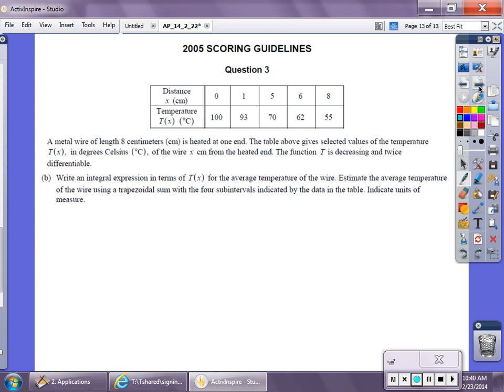Okay, so this would be a traditional free response problem. It's just one part of it. It says write an integral expression in terms of T of x for the average temperature. So here is the temperature. They want its average. It's the same. So the formula I'm using for an average temperature would be 1 over b minus a, integral from a to b of temperature.